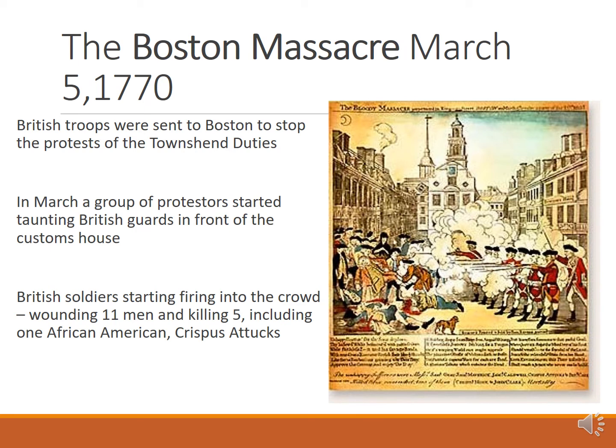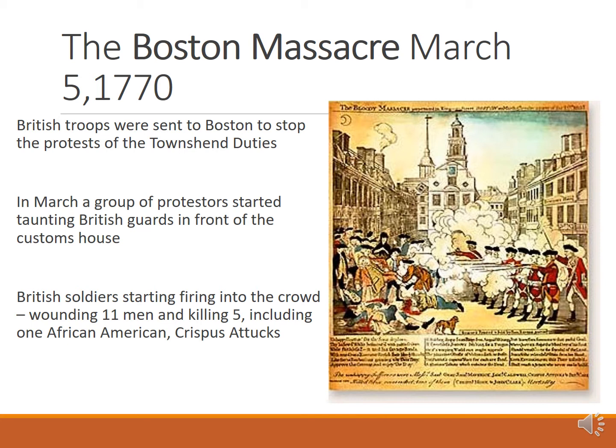Okay, so all of these protests will eventually lead to the event known as the Boston Massacre. So the backstory to the Boston Massacre is in the fall of 1768, 3,000 uniformed British troops arrived to occupy Boston. Now, the reason why they arrived was because they were there to protect the Townshend duties. They were there to protect the merchants that were engaging in the trade with these particular goods. They were there to protect the customs house.